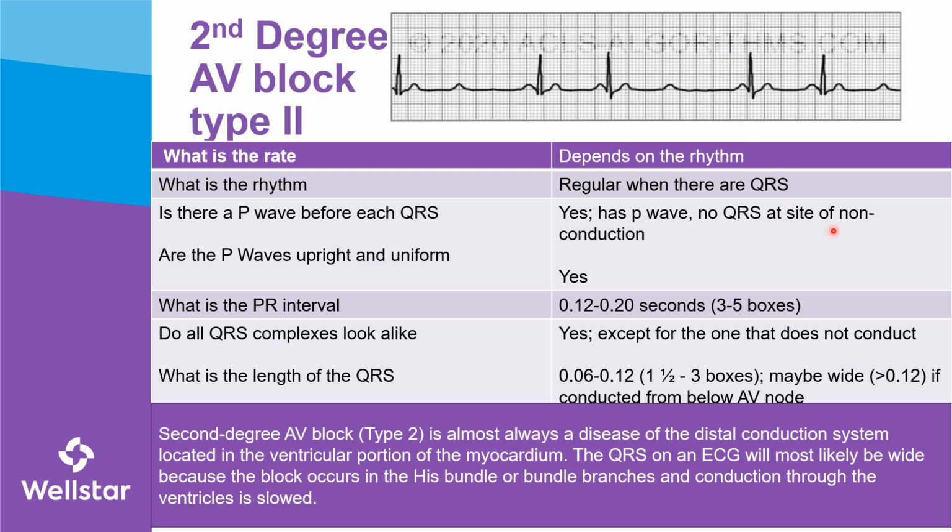So if you see this, there has typically been some damage to the SA node and the conduction is coming from somewhere else. Unlike the Wenckebach block, there is no prolongation of the PR interval. You'll just see PR, PR, drop, PR, PR, drop.